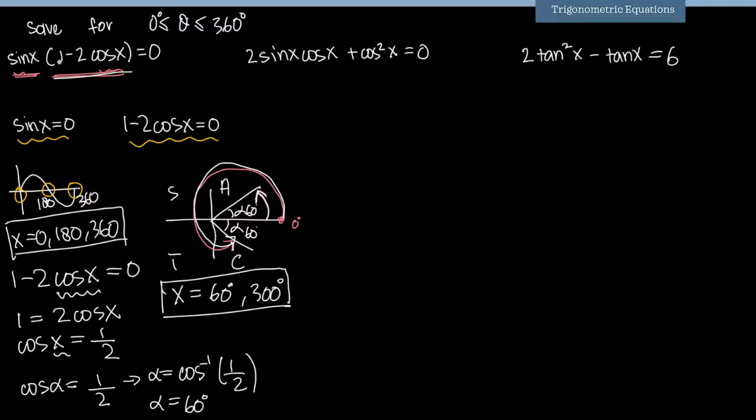So for my original question, the answer is going to be the combination of both. I'm going to combine both of these answers and write them in ascending form. My first angle is going to be 0 degrees, and my second angle is going to be 60 because 60 is smaller than 180, and because I'm writing in ascending form, I'll write smaller to bigger. So the third is going to be 180, the fourth is going to be 300, and my final angle is going to be 360 degrees. So this is the answer to this equation.